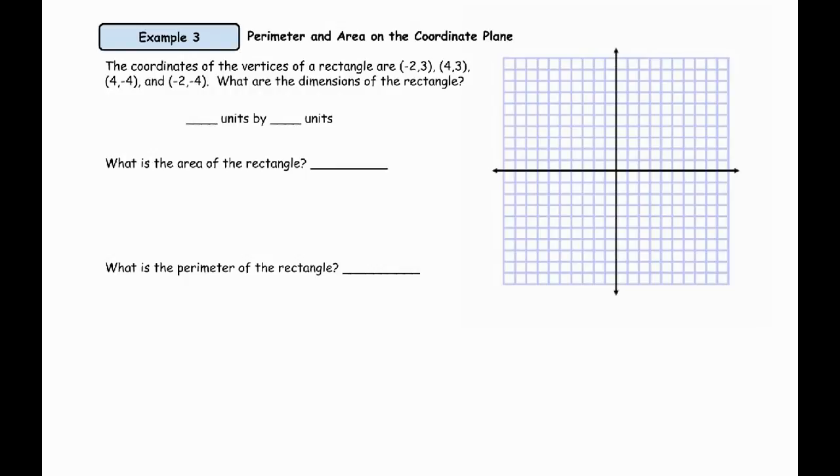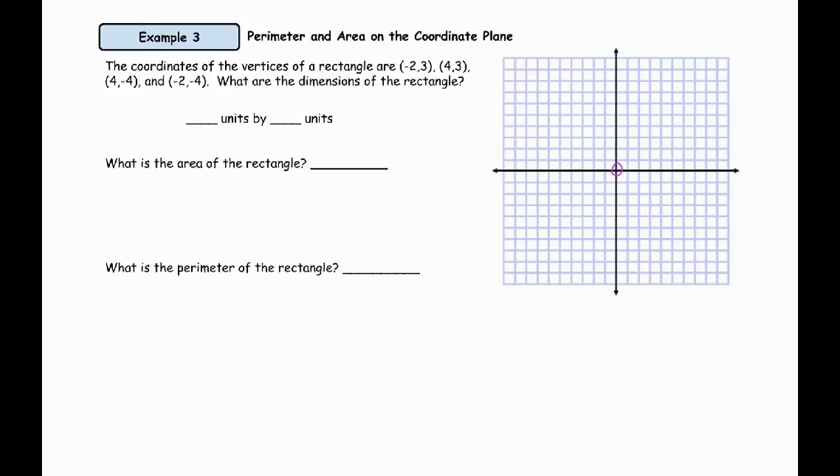Example 3, perimeter and area on the coordinate plane. The coordinates of the vertices of a rectangle are negative 2, 3; 4, 3; 4, negative 4; and negative 2, negative 4. What are the dimensions of the rectangle? So in order to find the perimeter and the area of this rectangle, I must first plot the points on my coordinate plane, connect the dots, form my rectangle and work from there.